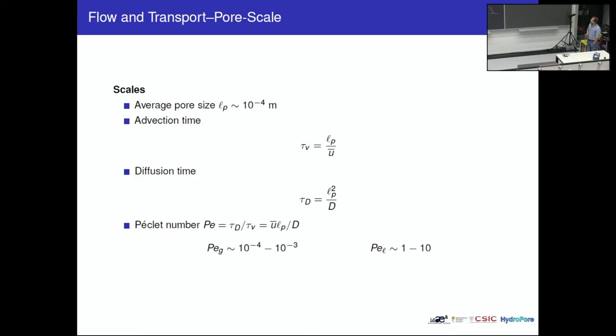So with this, just to give some idea of the scales, we now have Peclet numbers for the gas. Now on the pore scale, 10⁻⁴ to 10⁻³ is totally diffusion dominated. And for liquid, it's 1 to 10. So there is still advection, the dominant transport process. And now we go to the continuum scale.